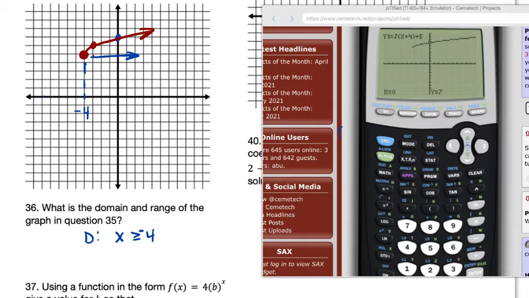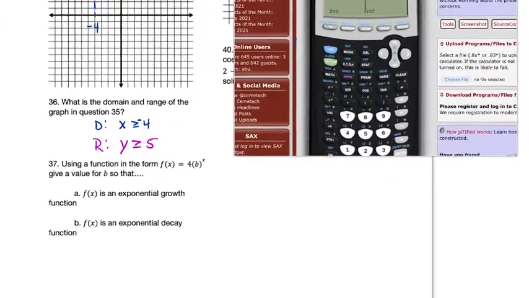The range, I can just look at the graph again as well. My range, let's see, the smallest y value it starts at. It starts right there when it's 5. And then it goes upward, upward, upward, and to the right. So it's greater than or equal to 5 because we're going up. So there we go, graphing it real quick and easy.